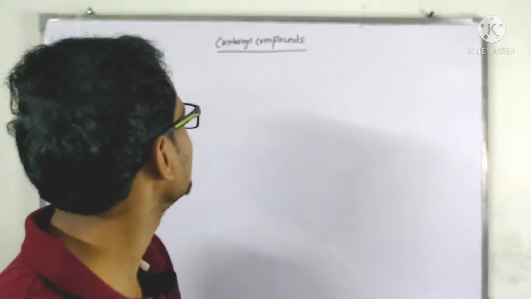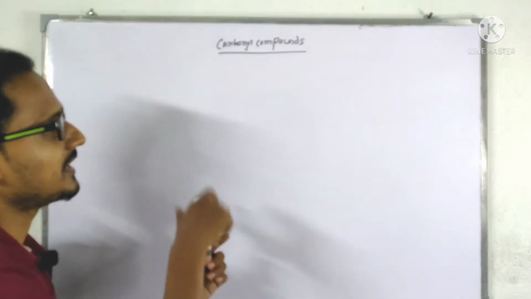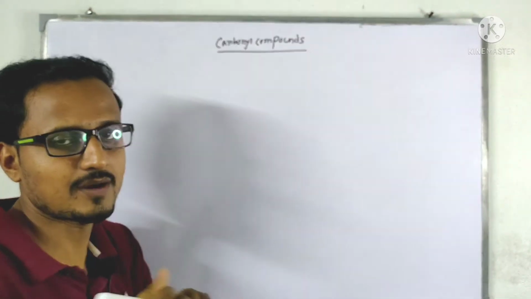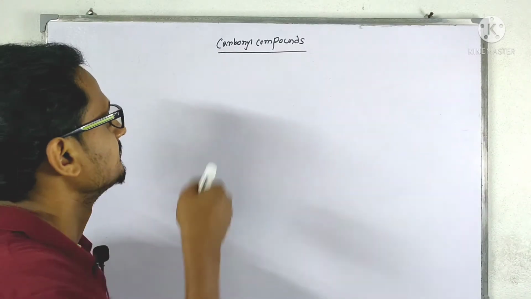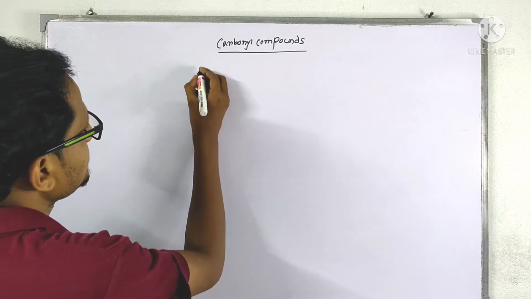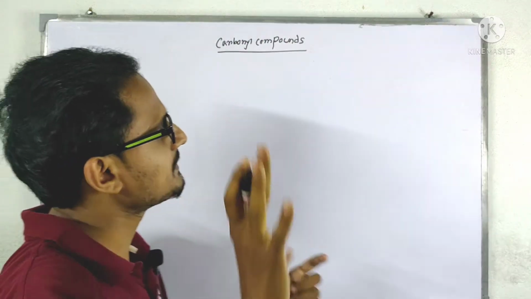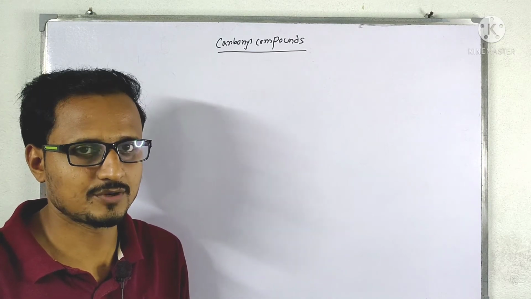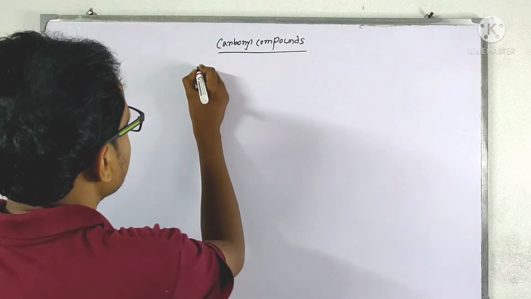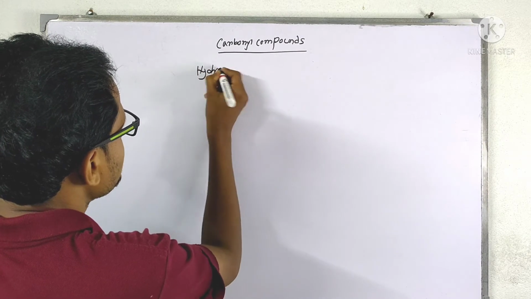Okay, so today we will start the other reactions, the other methods of preparation of carbonyl compounds. Now the carbonyl compounds can be prepared from the hydroboration of alkene. So this method is very important. Hydroboration.